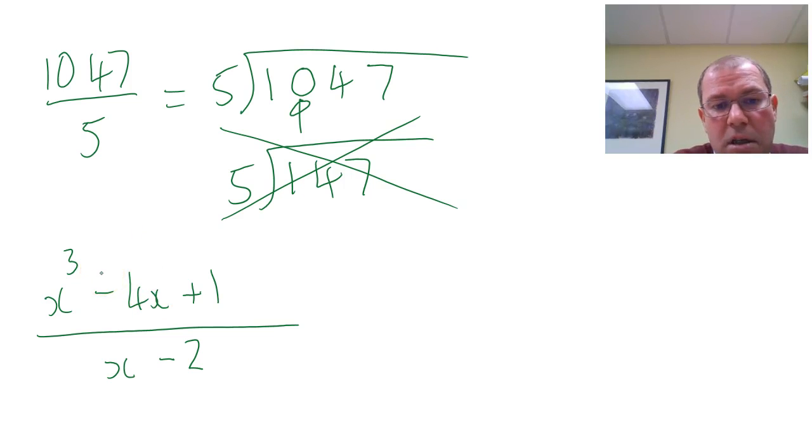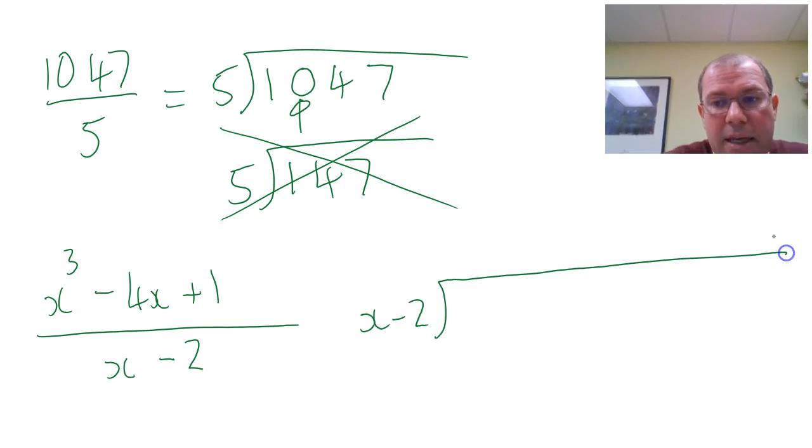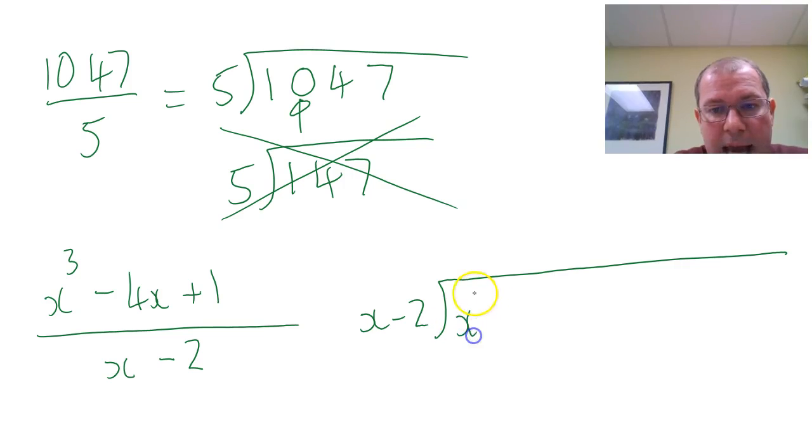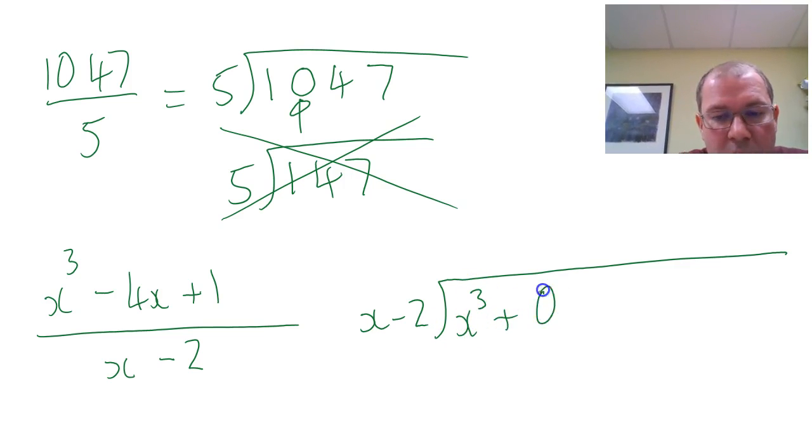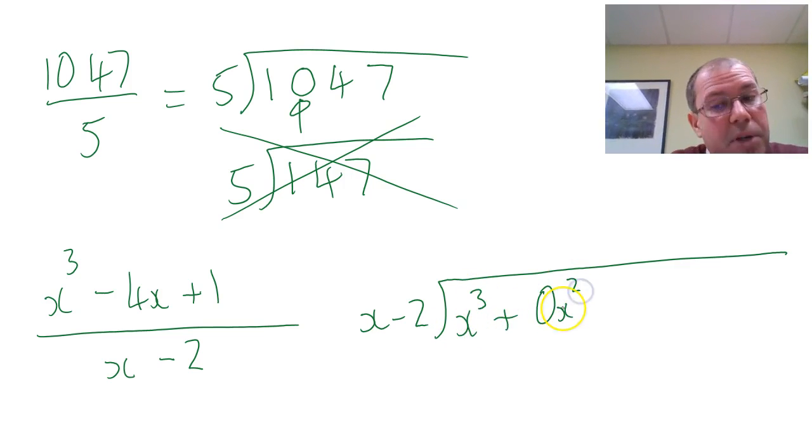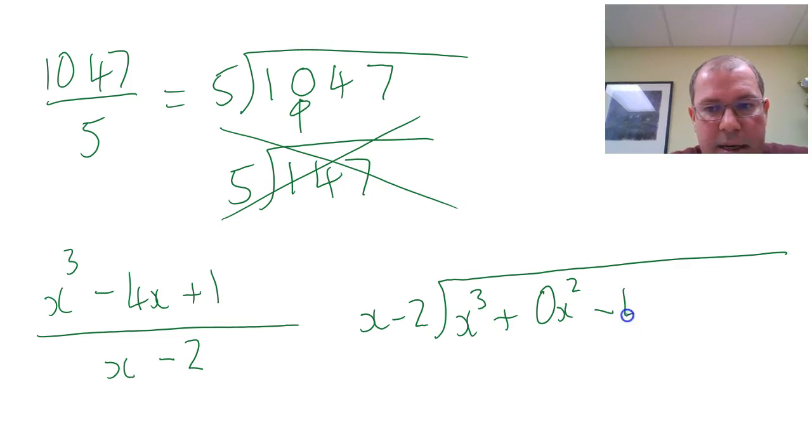So when you do the long division on this, which I'll do in the next video, you must do x minus 2 into x cubed plus you must have an x squared column, because when you do the division, you're going to generate x squared. So you need an x squared column. So don't forget to put a plus 0x squared minus 4x plus 1.